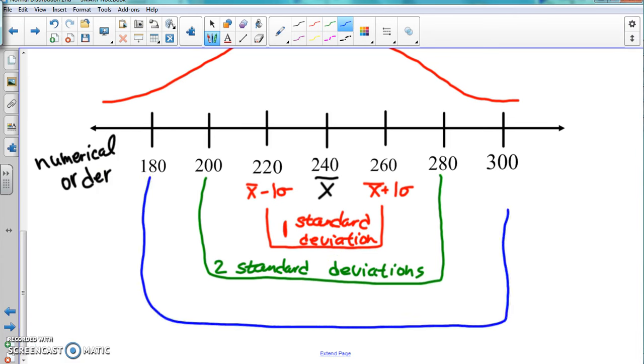After you do the practice, you're going to find out that there's a percent that goes with one standard deviation, a percent for this one, a percent for this one. You're going to have to know those because they're not going to give them to you on the final exam. But they're quick and easy. There's only three percents to know, and you should be good. All right, that's it.